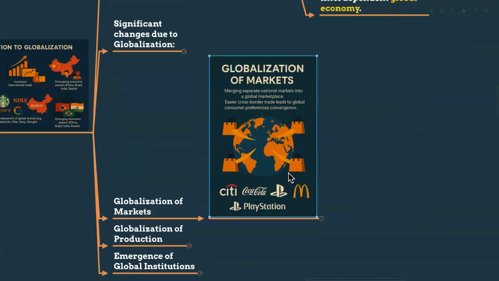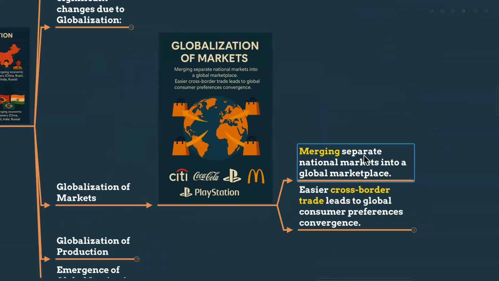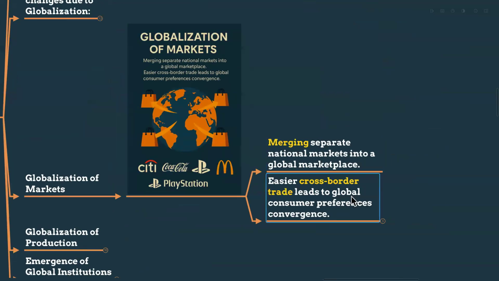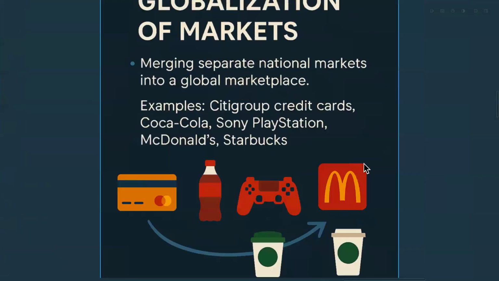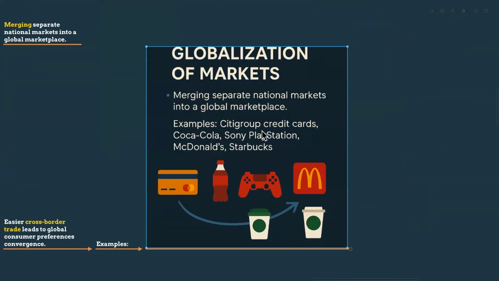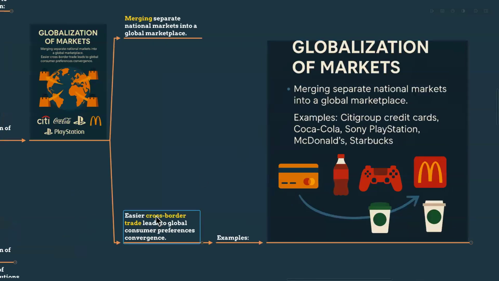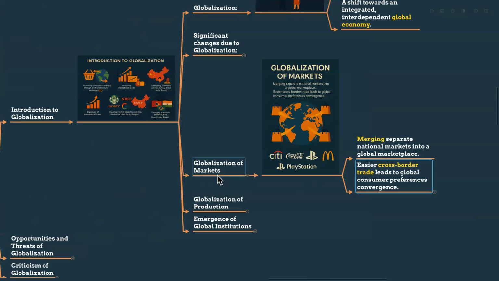And let's talk about the globalization of markets. Merging separate national markets into a global marketplace. It means the local markets are now becoming one big global market, right? Cross-border trade leads to global consumer preferences and convergence, right? Examples: the same product sold worldwide, similar customer preferences, Coca-Cola in every shop, Sony PlayStation in Wellawatta, Washington, Kandy, everywhere, McDonald's with the same taste worldwide. Your cousin in Dubai uses the same iPhone as you. So because of globalization, cross-border trade is easier, right?